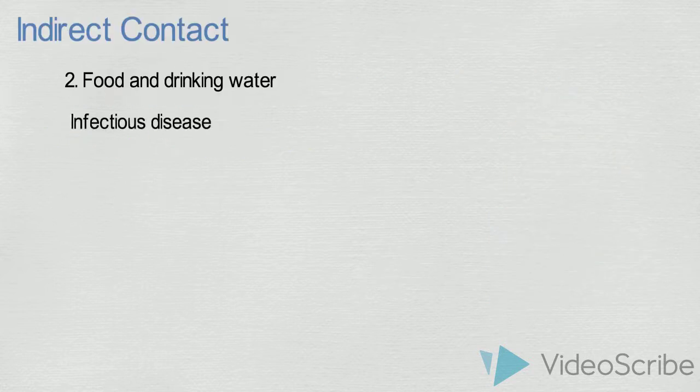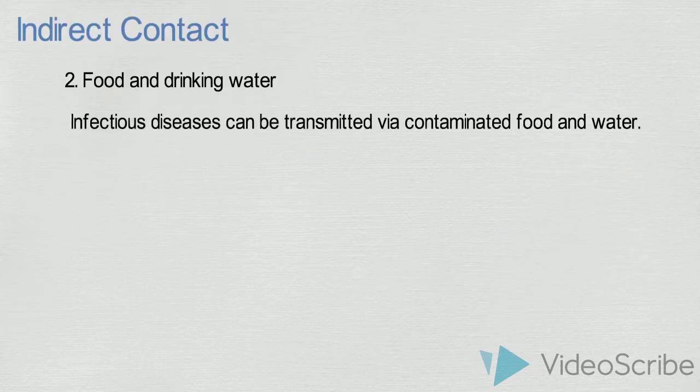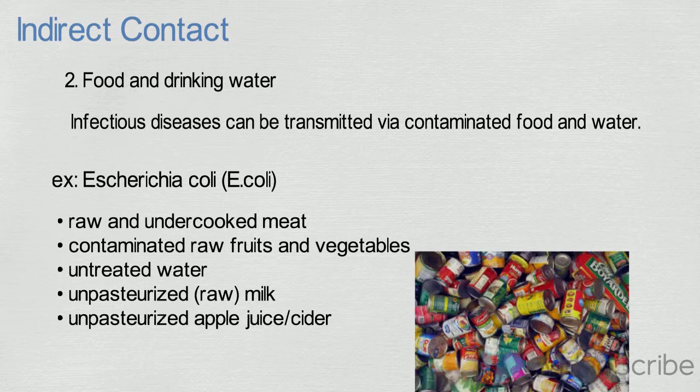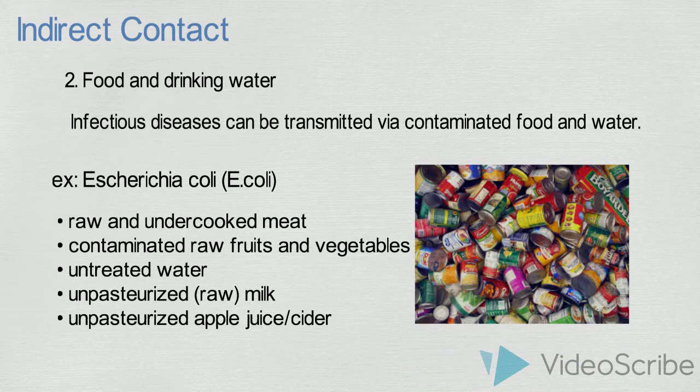Infectious disease can be transmitted via contaminated food and water. E. coli is often transmitted through improperly handled produce or uncooked meat.